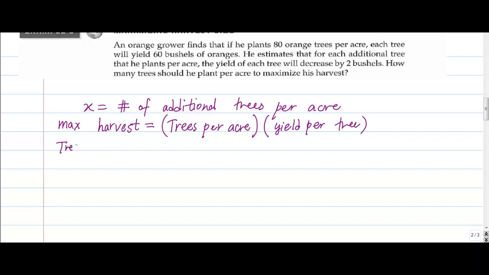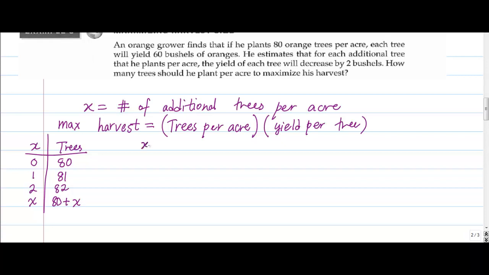So the number of trees, and let's make a little chart here. So he starts off with how many orange trees? If he doesn't add any additional trees, he starts off with 80. If he plants 1 additional tree, then he has 81. 2, 82. X, it's just 80 plus however many I added, right? 80 plus X.